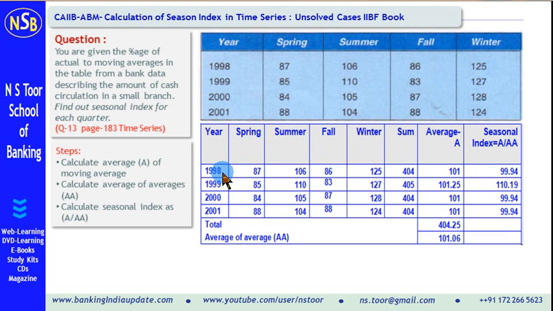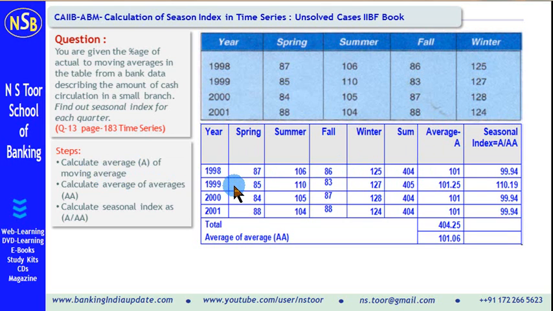So first year is 1998. For spring, 87. Summer, 106. Fall, 86. Winter, 125. So total is 404. Since there are 4 quarters, this is the average per quarter. And this is A. So we are to calculate the average of moving averages. So we have calculated the average for the year 1998.